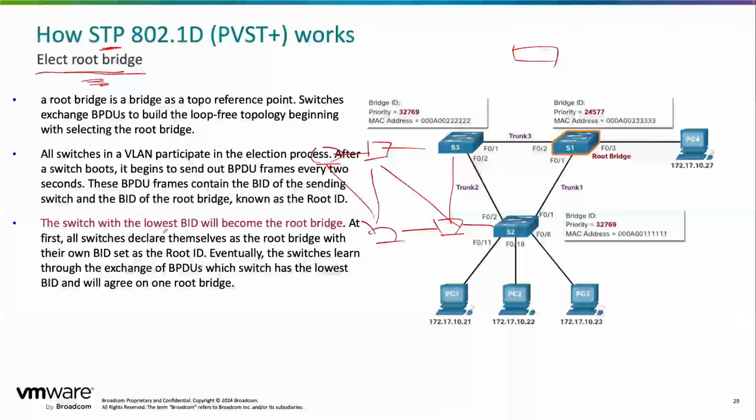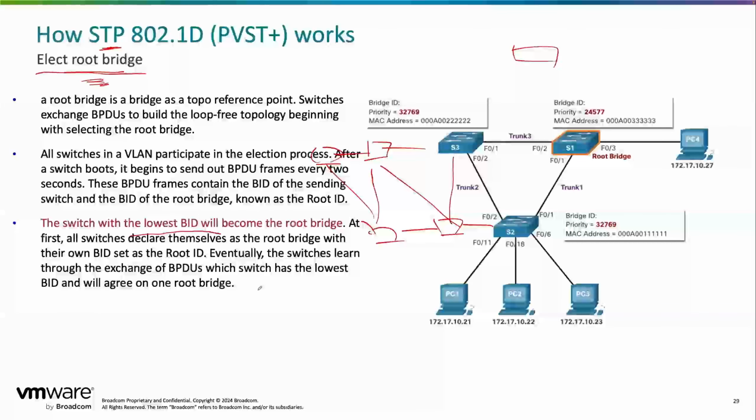So how do they elect the root bridge? Depending on the lowest bridge ID. Every switch has a bridge ID, which is unique. They compare all of the bridge IDs, and the root bridge will be elected.